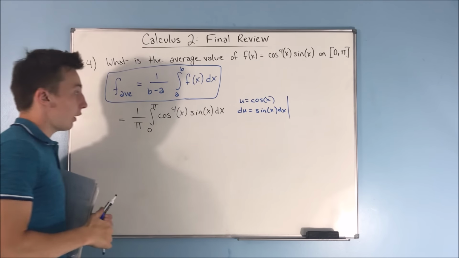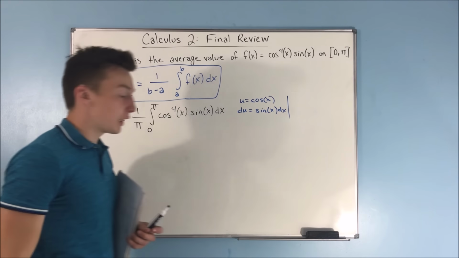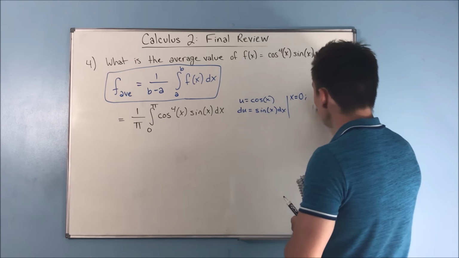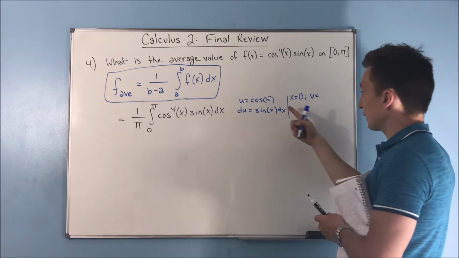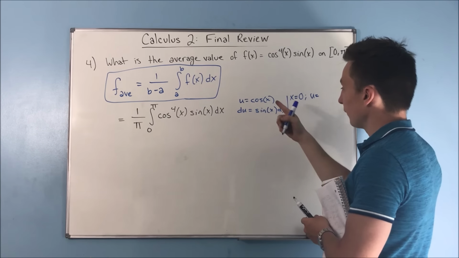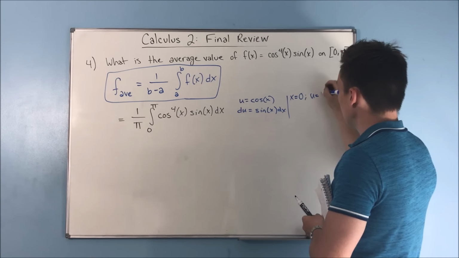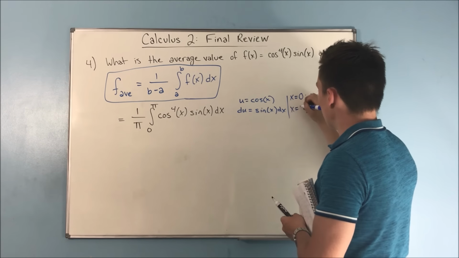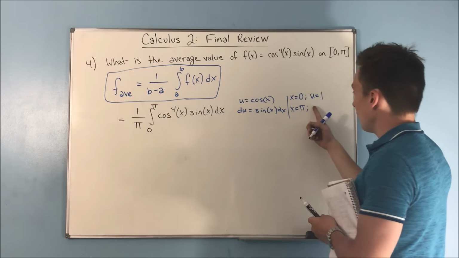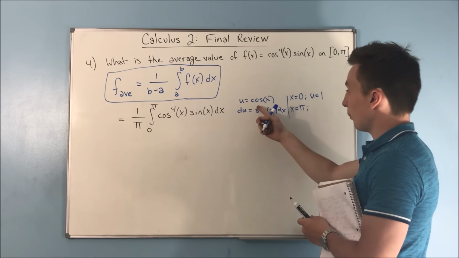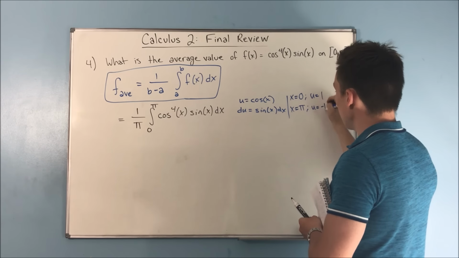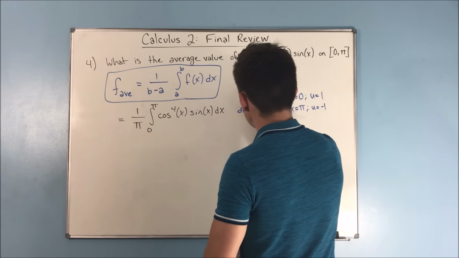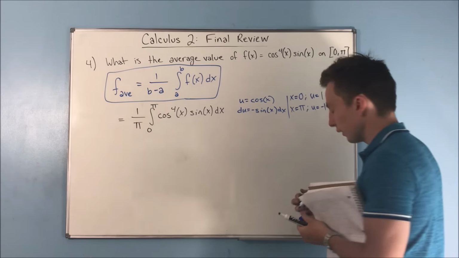We also need to worry about our endpoints here. We have x equals 0 and x equals pi. When x equals 0, u will equal what? Well, cosine of 0, we just plug that in here. Cosine of 0 is 1, so our u is 1. And x equals pi, that's our other endpoint. Cosine of pi is negative 1, so that gives us u equals negative 1. Oops, seem to have missed a negative here. Negative sine of x dx.